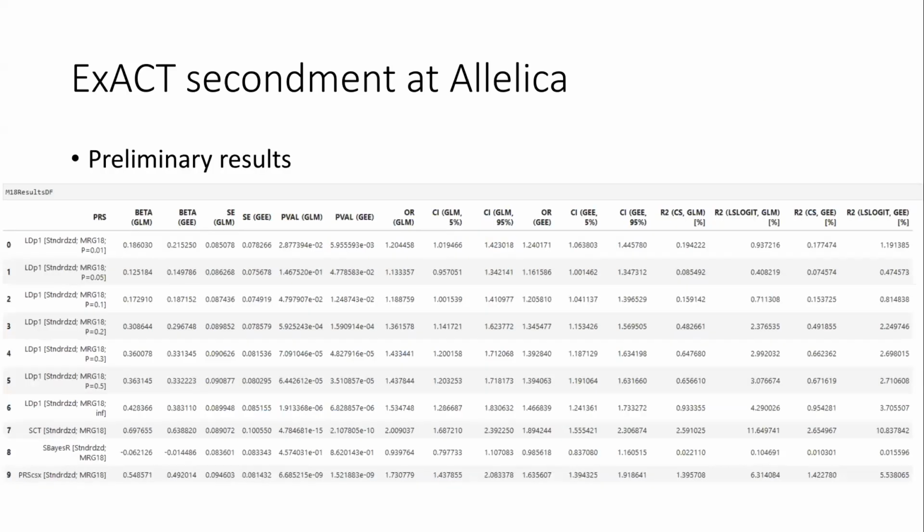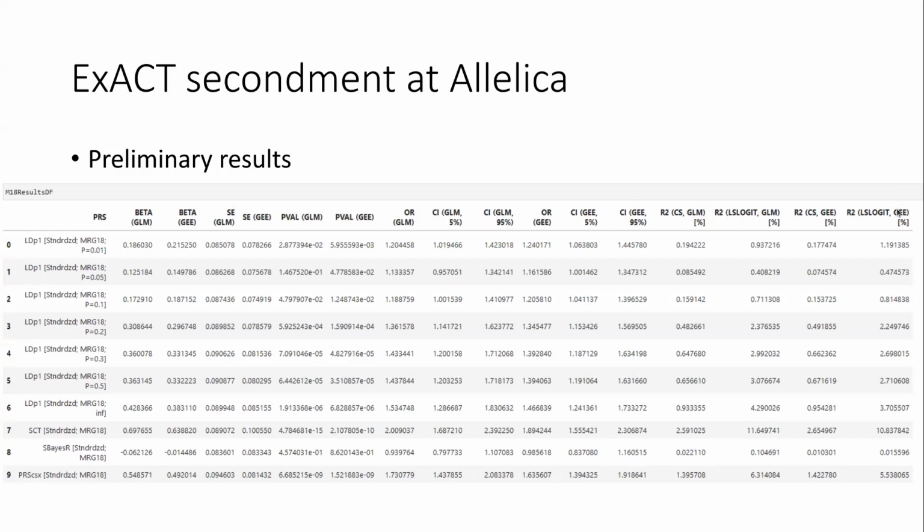So this is some preliminary results, a table with a lot of numbers. So we have to focus on this column, so the left one. These are several methods, LDpred1, SCT, SBayesR, and PRS-CSx. So those are PRS generating methods. And then here we have the variance explained. So I think we should take the most right column.